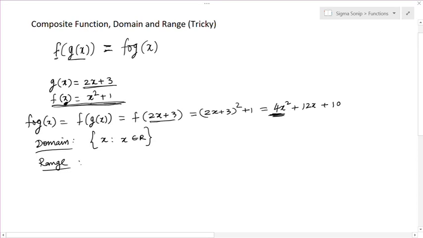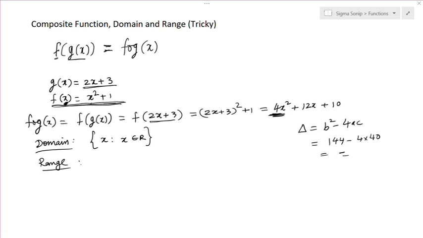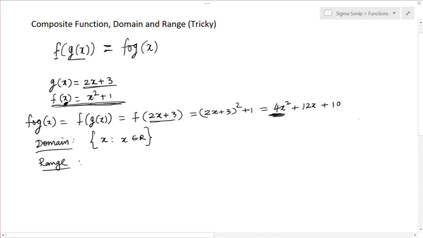The second thing we can see is its discriminant. Discriminant is b squared minus 4ac, which is 144 minus 4 times 40. So this is a negative number. It means this function does not have any real root, which means that it will not cross the x-axis. So it gives you some hint about where it could be located. It will be located above, because it looks like this and does not cross the x-axis, so it has to be somewhere here.